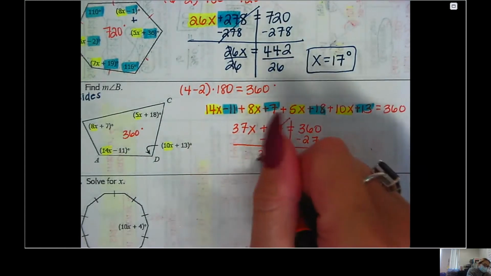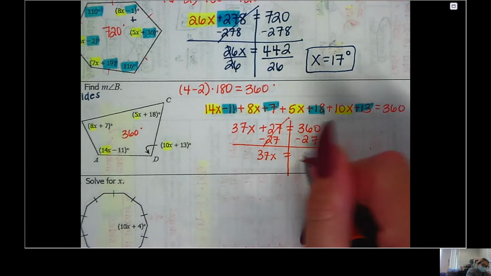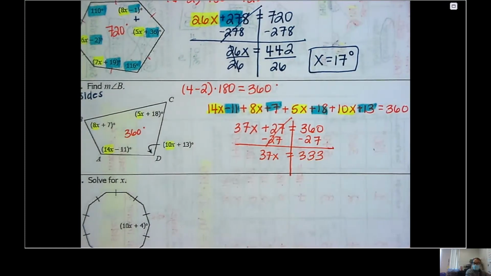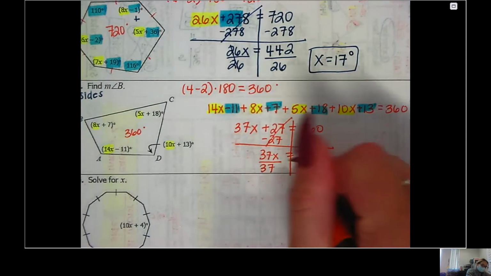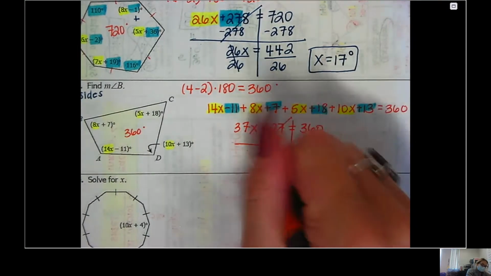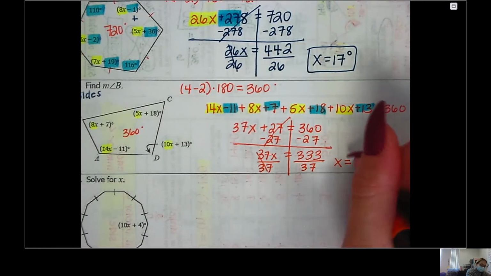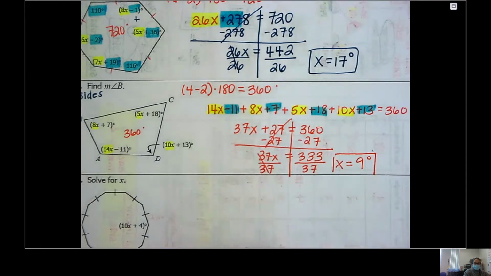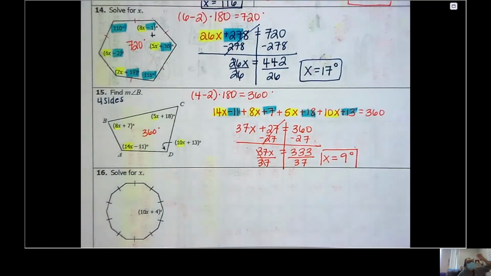So I get 37x equals 333. Good. And then divide by 37. I get x equals 9 what? Degrees. Okay, so I just added all of them together and set them equal to the total amount.